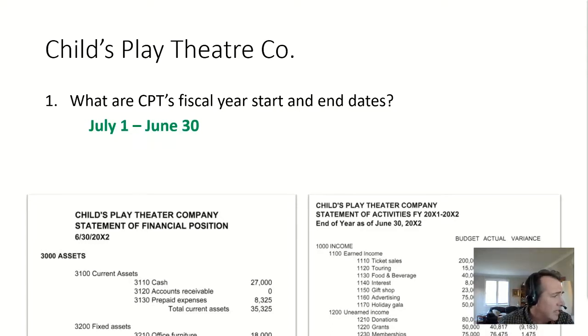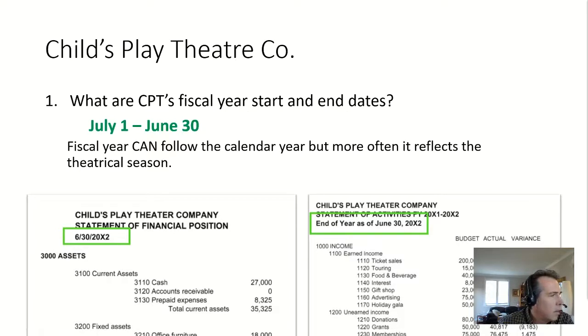But you can see that on the statement of financial position and on the statement of activities, they note that the end of the year is June 30th, 2000, and whatever. And so if that's the end of the year, then the start of the year has got to be July 1st. Yes, and that's my note that I just told you. So there you have it.